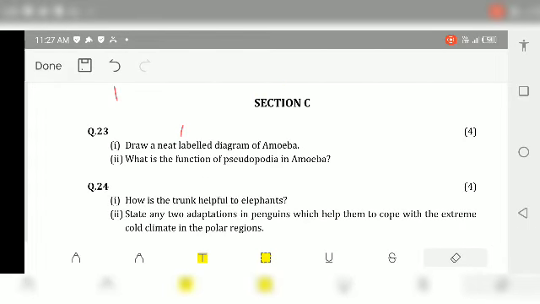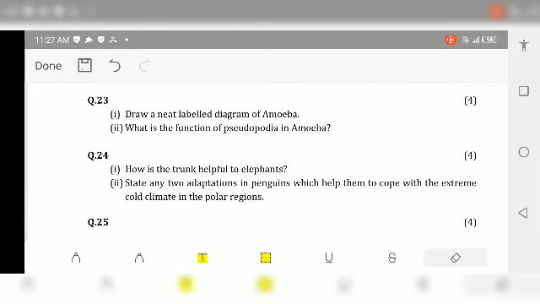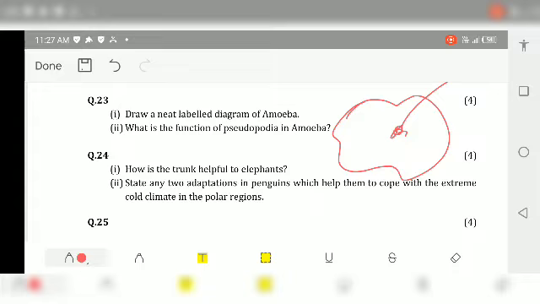Our next question is section C. Draw a neat labelled diagram of an amoeba. What is the function of pseudopodia in the amoeba? We'll draw the amoeba structure like this, and this is the nucleus, and the water-filled projection from this amoeba is the pseudopodium. We draw a hole like this, and this is called the food vacuole, and we draw some small dots like this, and this is the digested waste of the amoeba.